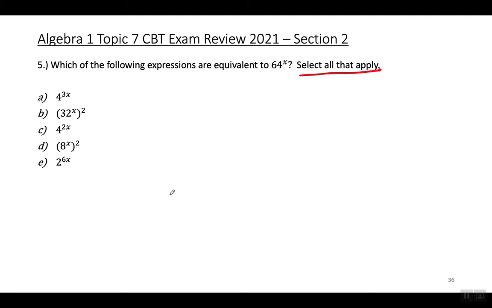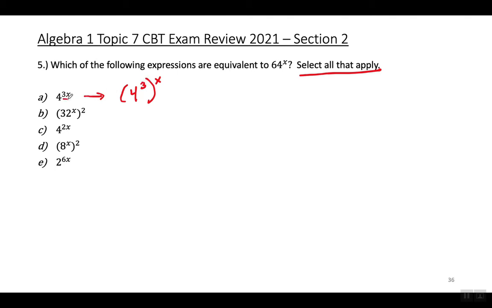All right. So let's look at A first. Hay varias respuestas correctas. All right. So 4 to the 3x power. First of all, remember that when you have an exponent raised to the power of another exponent, you multiply the two exponents together. So this is actually important, and it comes up a lot on this exam.